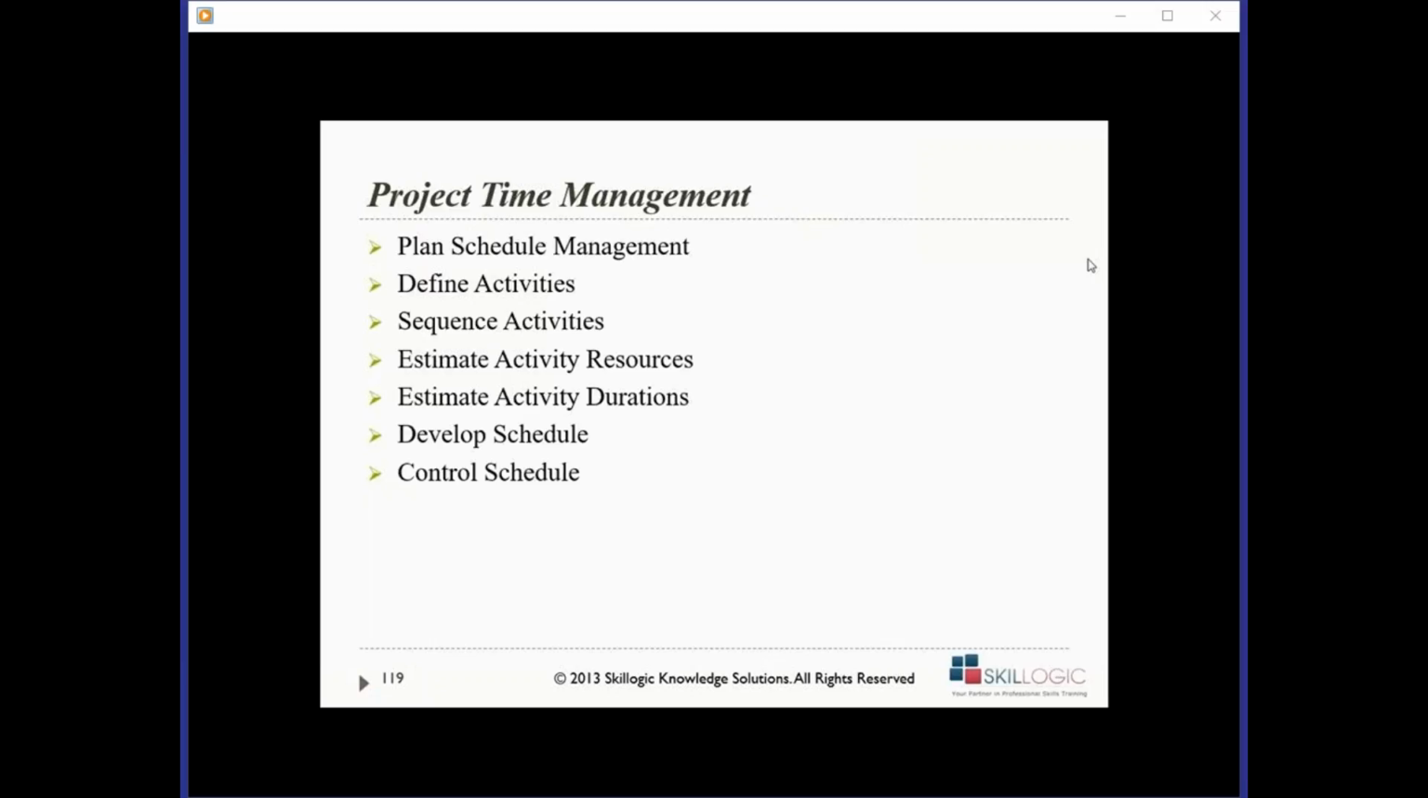After I've planned it, I need to define the activities. How do I define the activities? I can go down one level below the WBS, the work breakdown structure. So in the work breakdown structure, if I go one level below, then I should be able to define my activities. For example, let's say this is work that has to be done, and these are the work packages that we have. This entire work that has to be done.